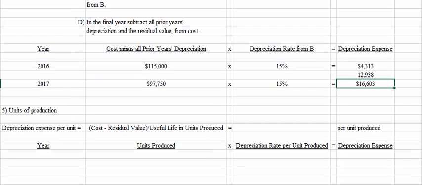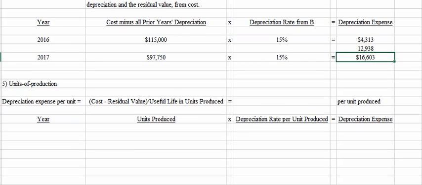Now all we have left is units of production. It's actually quite simple. No big change here. We'll calculate our rate. It's equal to cost, $115,000, minus the residual value of $5,000, divided by the useful life in units produced, and that's going to be 220,000 units, or 50 cents per unit produced.